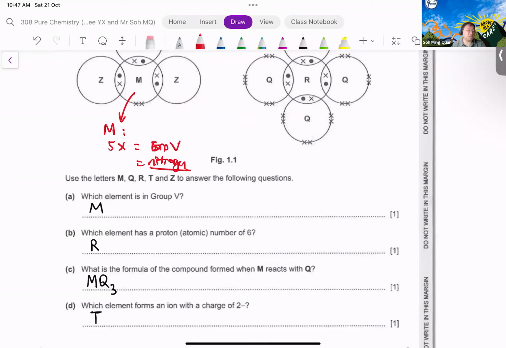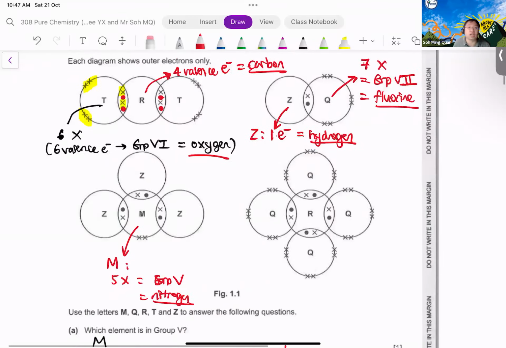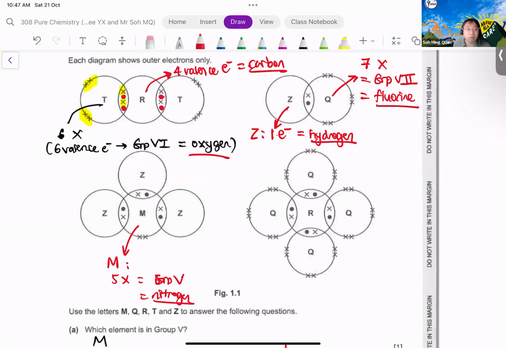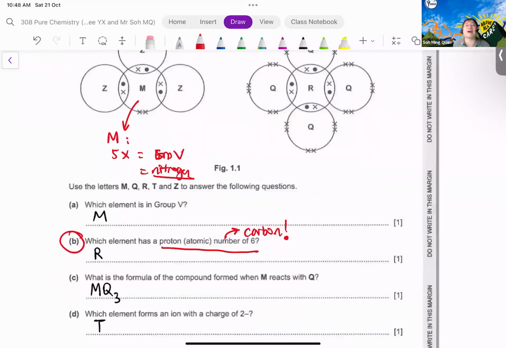Many students got B wrong because, again, carelessness. Oh, it's not carelessness. It's just close reading. Proton number 6. This is carbon. Some students went straight away to think, oh, proton number 6, okay, the 6 electron one, oxygen. No. Oxygen has 6 valence electrons. But oxygen has 8 electrons in total. It has 8 protons. So the one with 6 protons is carbon.